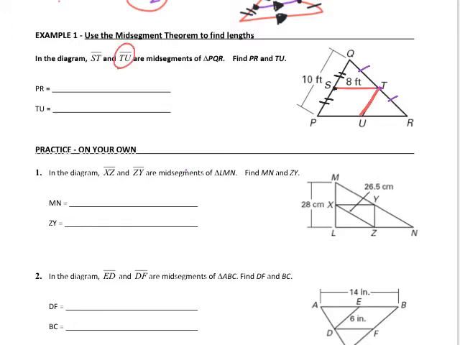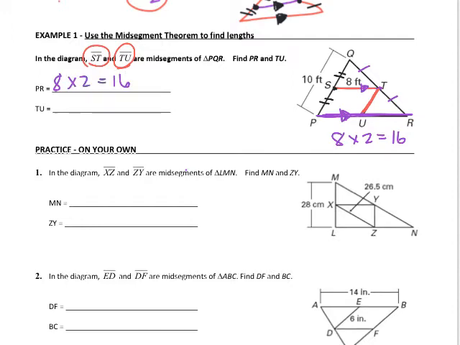All right, so if TU and ST are mid-segments, then there's some things we already know. We need to find out what PR is, the length of this entire side here. So let's do that first. Do we have a segment that's parallel to it? Yes, we do. This is the mid-segment that's parallel to this side. The side that's parallel to it is 2 times as big. So if this mid-segment is 8, we have to multiply by 2 to get the length of PR. So 8 times 2 is 16.